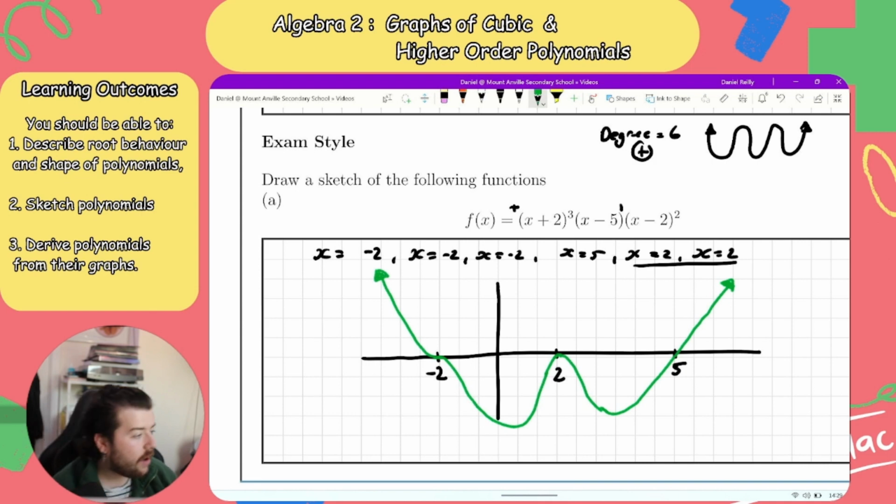Sorted. So I know I'm correct because both arms are pointing upwards. So both arms are pointing the same direction. So my degree is correct. And then they're both pointing upwards. So my leading coefficient is correct. And then I have all my roots sorted there.